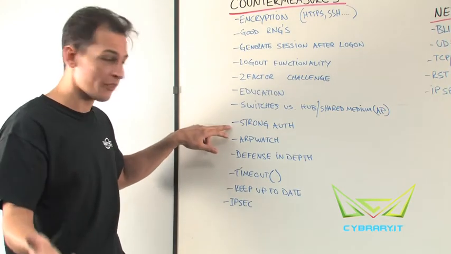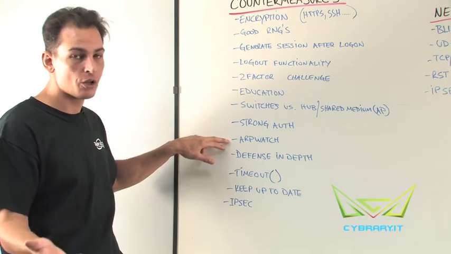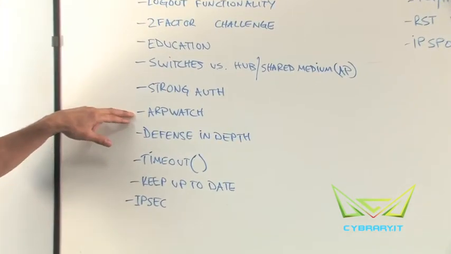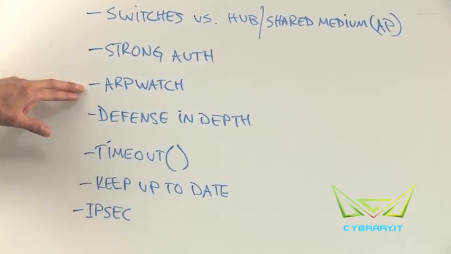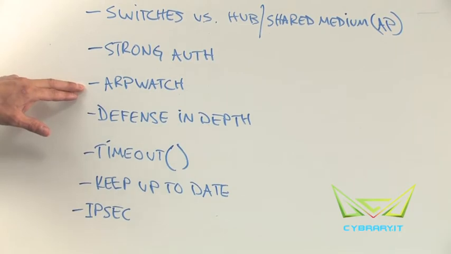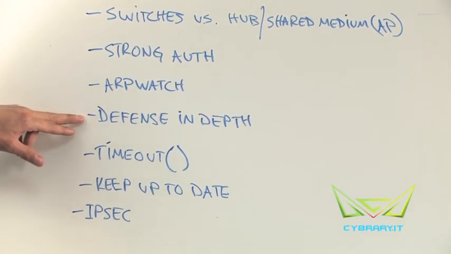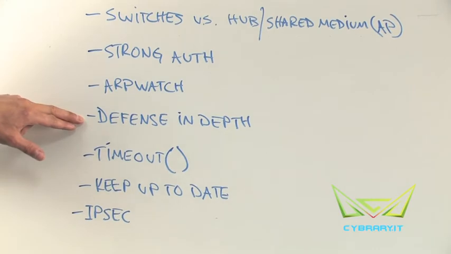Use strong authentication. You can use tools like ARPWatch, and there are other alternatives out there, but remember, this is likely to happen on a switch or on a network somewhere, so ARPWatch detects the flooding or the knocking offline at layer 2. Also, defense in depth. In theory, don't rely on any one technique. A variety of countermeasures is probably the right way to go here.